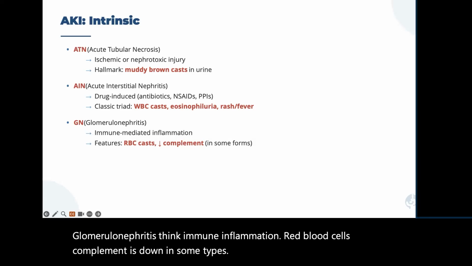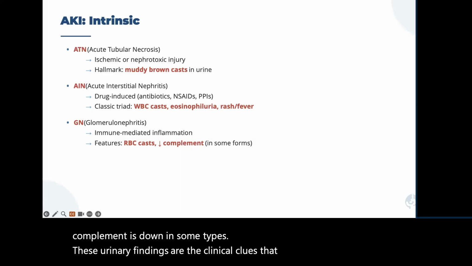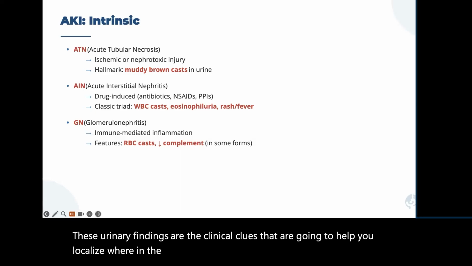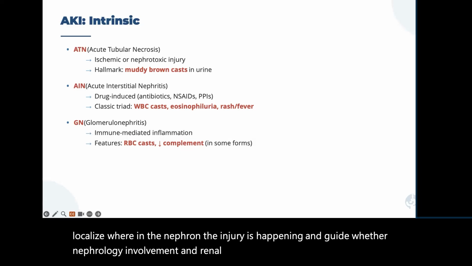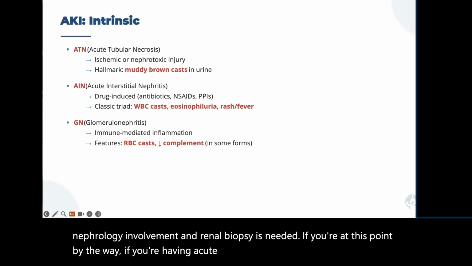These urinary findings are the clinical clues that are going to help you localize where in the nephron the injury is happening and guide whether nephrology involvement and renal biopsy is needed. If you're at this point, by the way, if you're having acute kidney injury, nephrology is needed.